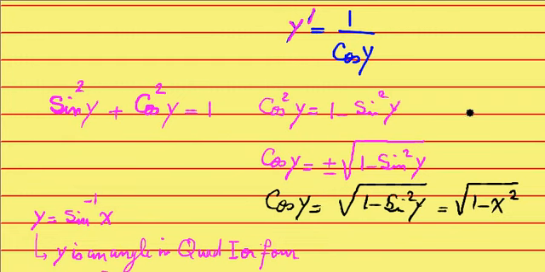So after all of this work, what we have achieved here, the y prime, which was 1 over cosine of y, we figured out cosine can be written in terms of sine from this identity. We made a correct choice for this plus or minus, and also we replaced sine of y with the x itself, and here's our final answer: 1 over radical 1 minus x squared.